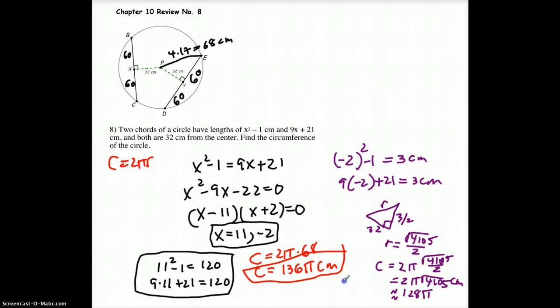If you know how to do this, you are set and good to go. But if you're curious and you want to check this out, you should get 2 pi square root of 4105 centimeters, or around 128 pi centimeters. But you don't have to go that far. I hope that's clear. Let me know in class if you have questions.